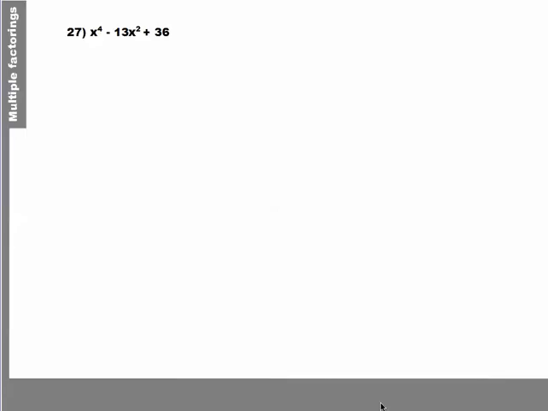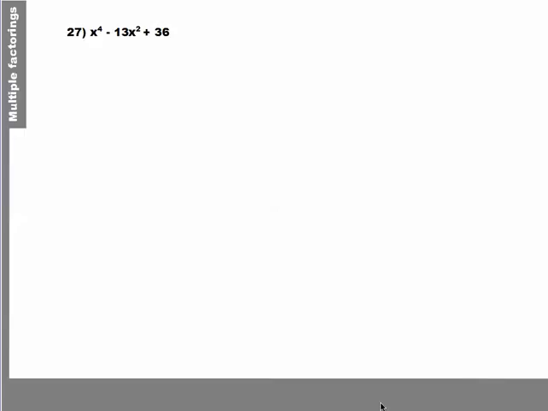Alright, so I'm being asked to factor this completely. So first thing I look for is a greatest common monomial, which we don't have. So then I'm looking for a difference of squares, and although I do have a negative 13, so I do have a subtraction in one of the places, I still have the positive 36, so this cannot be a difference of squares. Could it be a square binomial?